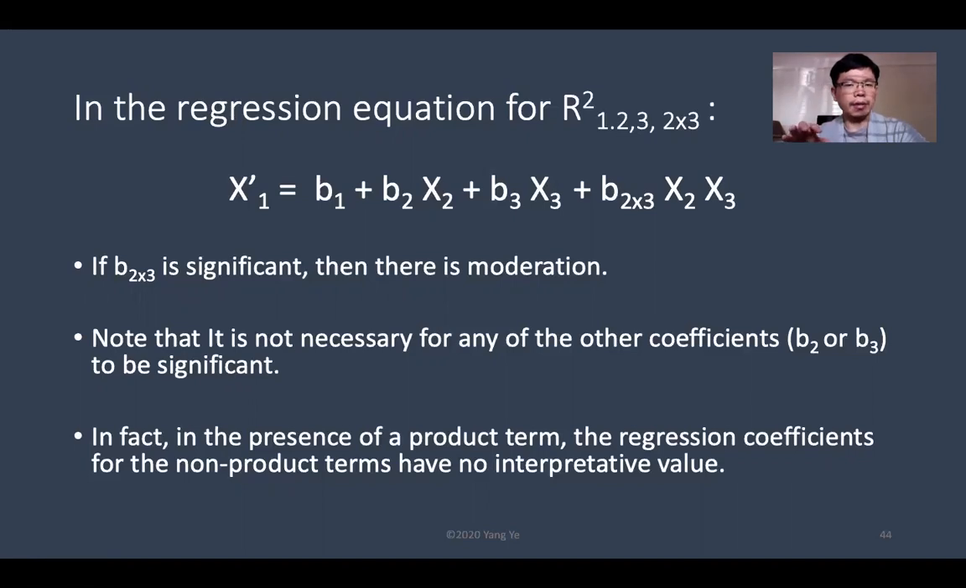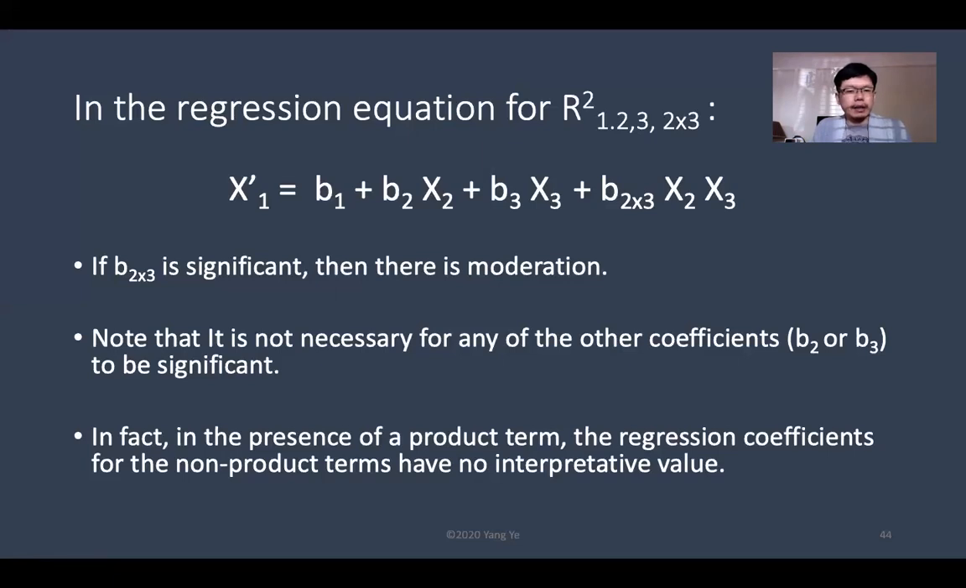But it is not necessary, this is important. When you have the product term x2 x3 included in the prediction model, you don't really look at the other coefficients b2 and b3 in this particular model. So it's not necessary for any of the other coefficients to be significant. Once there is a two-way interaction, you don't really care about the significance of b2 and b3. You'll still include them when you calculate what we call simple slope, which we're going to talk about later. The equation as a whole is still important. You just don't really care about the significance of b2 and b3 anymore.